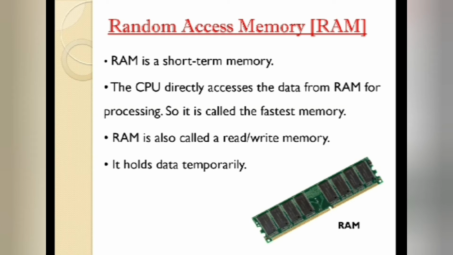Here, this is the image of RAM. RAM is a short-term memory. It is the internal memory of the CPU for storing data, programs and program results. The CPU directly accesses the data from RAM for processing. That is why it is called the fastest memory.